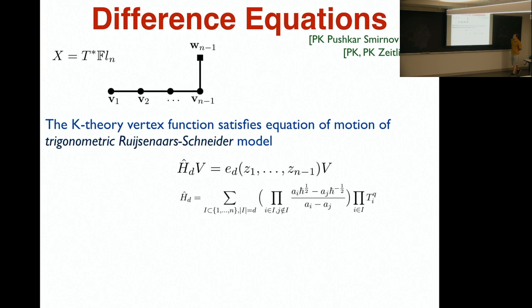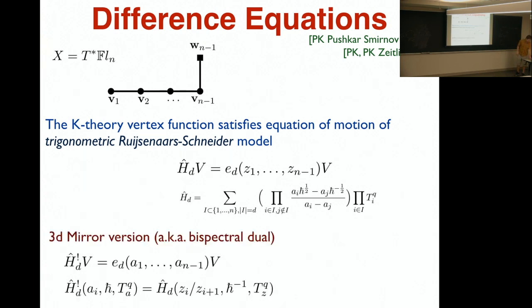So the vertex function for the complete flag is an eigenfunction of some, let's call it a trigonometric Ruijsenaars-Schneider model. So there are difference operators here, so T sub q,i is a difference operator that shifts the function. So T sub q,i acting on f of c_i is equal to f of q c_i. Okay, so it shifts by q the ith argument. And then there's some rational function.